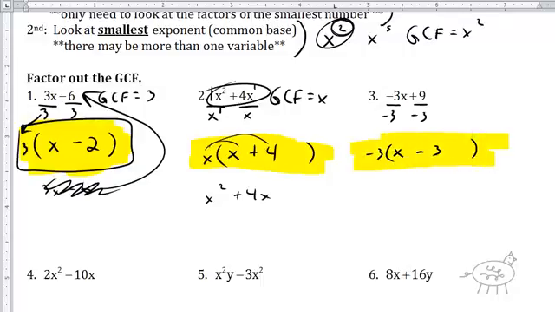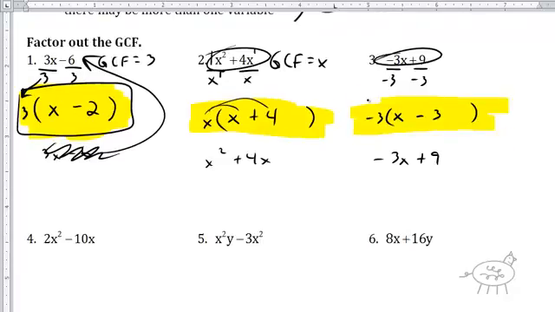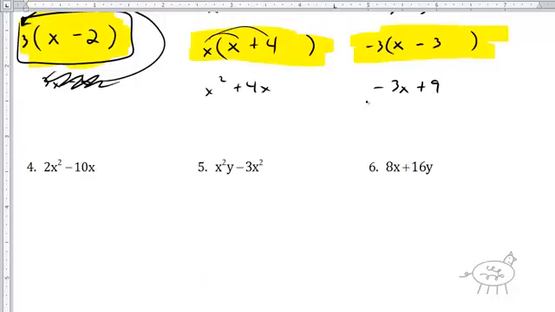Again, if I tested it out, if I multiplied it out, negative 3 times x is negative 3x. Negative 3 times negative 3 is positive 9. So that's what you get for the original answer. Okay? All right. Let's keep going here. This isn't too bad here.